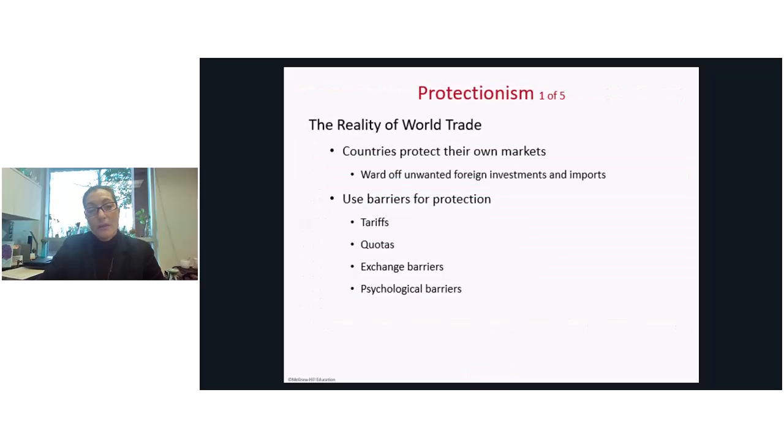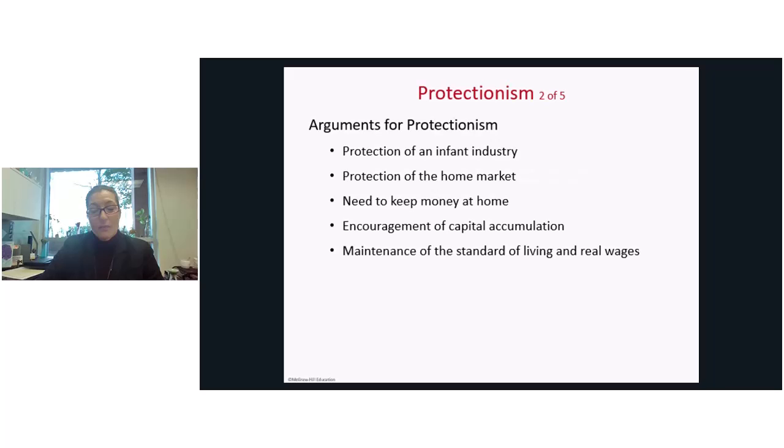So in terms of the reality of world trade, countries do protect their own markets, and they do this to ward off unwanted foreign investments and imports. They'll deliberately use barriers for protection, barriers that include tariffs, so taxes on goods coming into a country, for example, quotas, capping what international traders can do, exchange barriers, and psychological barriers. There are arguments for and against protectionism. Protectionism is part of what you see the Trump administration doing currently.